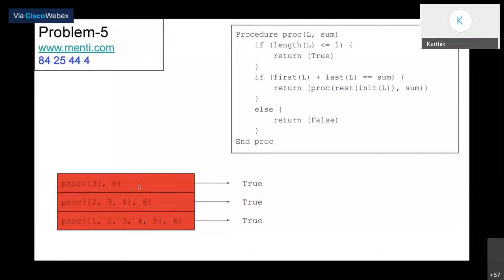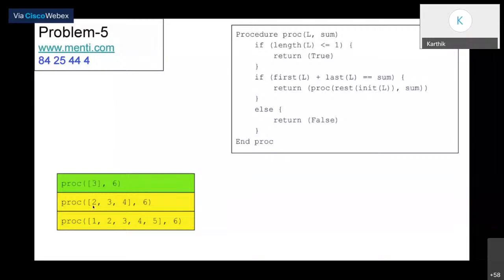See, for example, let's quickly go over this odd case and let's convince ourselves if it will work. When the list has just one element, what are you going to do? First of L plus last of L. If you have length of L double equal to 0 here, then when you call proc of list containing 3, first of L plus last of L will be 6, so 6 double equal to 6. So you will end up returning rest of init of list containing 3. Init of L will be the empty list, and rest of an empty list will also be an empty list. So in that case, you return 2. So for odd, clearly it works.